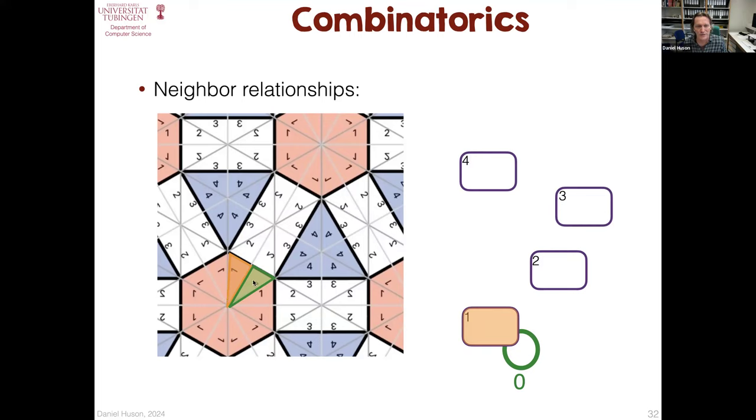The yellow and the green differ only by the vertex, the zero-dimensional element. They're in the same tile, they're adjacent to the same edge, but they have a different vertex. So there's a zero edge between those two. Make sense? And then these two, they share the same two-dimensional element. They're both in the same tile. They are adjacent to the same zero-dimensional element, the same vertex, but they are on a different edge.